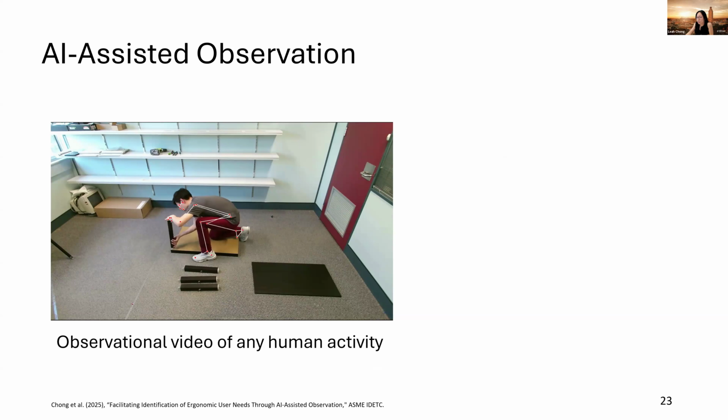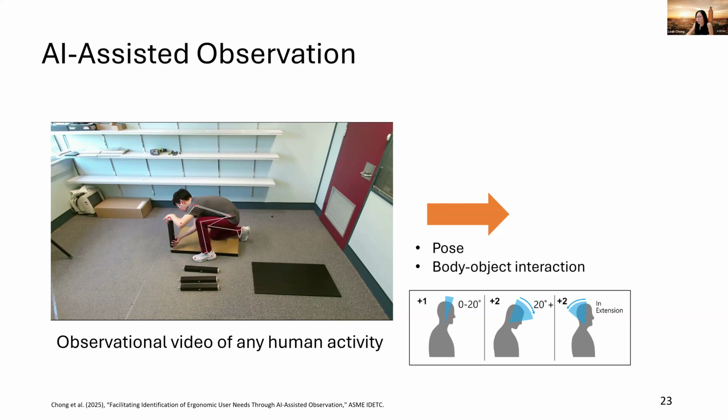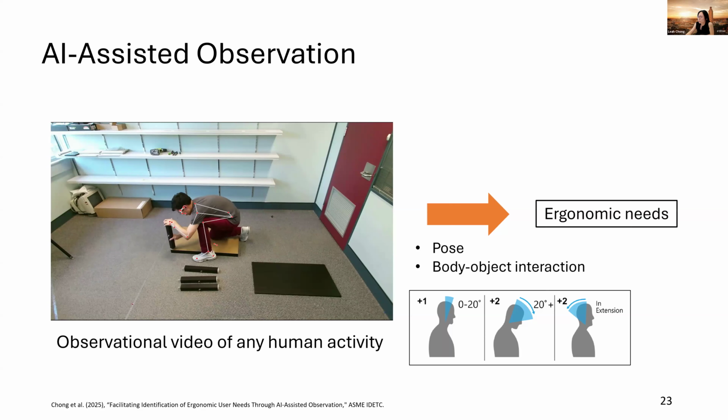We first started looking at the more physical component of this video. So we looked at the pose of the person and defined what is a bad pose versus a good pose. And then we looked at body part and object interactions. Extracting this information led us to find some ergonomic needs that this person is experiencing. In this way, we may be able to provide the designers with information that they might be missing as they observe this person perform an activity. And that is the goal of this work.